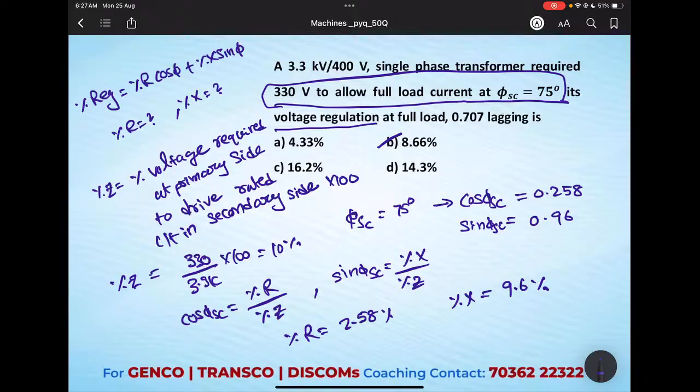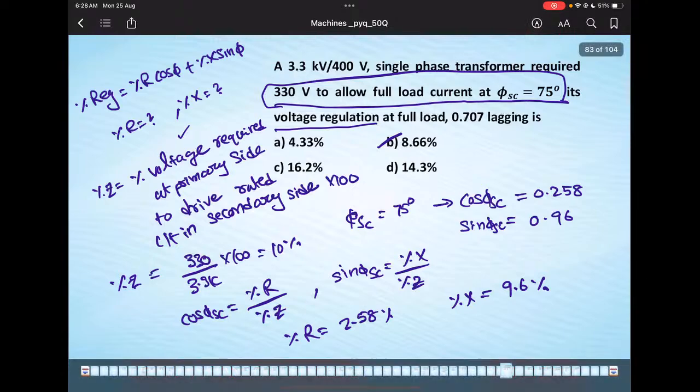In the short circuit test, you might have already studied that percentage impedance is equal to the percentage of rated voltage required on the primary side to drive rated current in the secondary side. From that we can calculate the percentage Z. If you have percentage impedance, then you can calculate percentage R and percentage X. After calculating percentage R and percentage X, we can easily calculate the percentage regulation. So if you break down the question into steps, the solution is very easy.